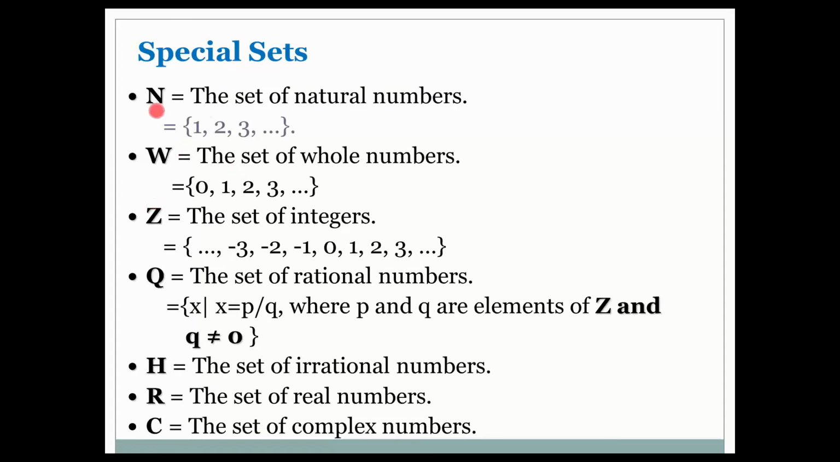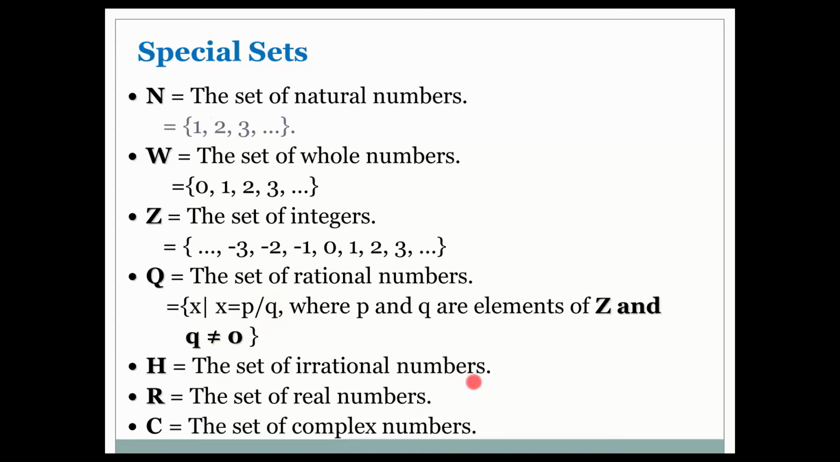So we have special sets. Try not to use any of these letters because they're already taken. The set of all natural numbers will be N. The set of whole numbers will be W. The set of integers will be Z. Q is the set of rational numbers: X such that X equals P divided by Q, where P and Q are elements of Z, and Q is not equal to 0 because you can't divide anything by 0. It's undefined. So that's the set of rational numbers.